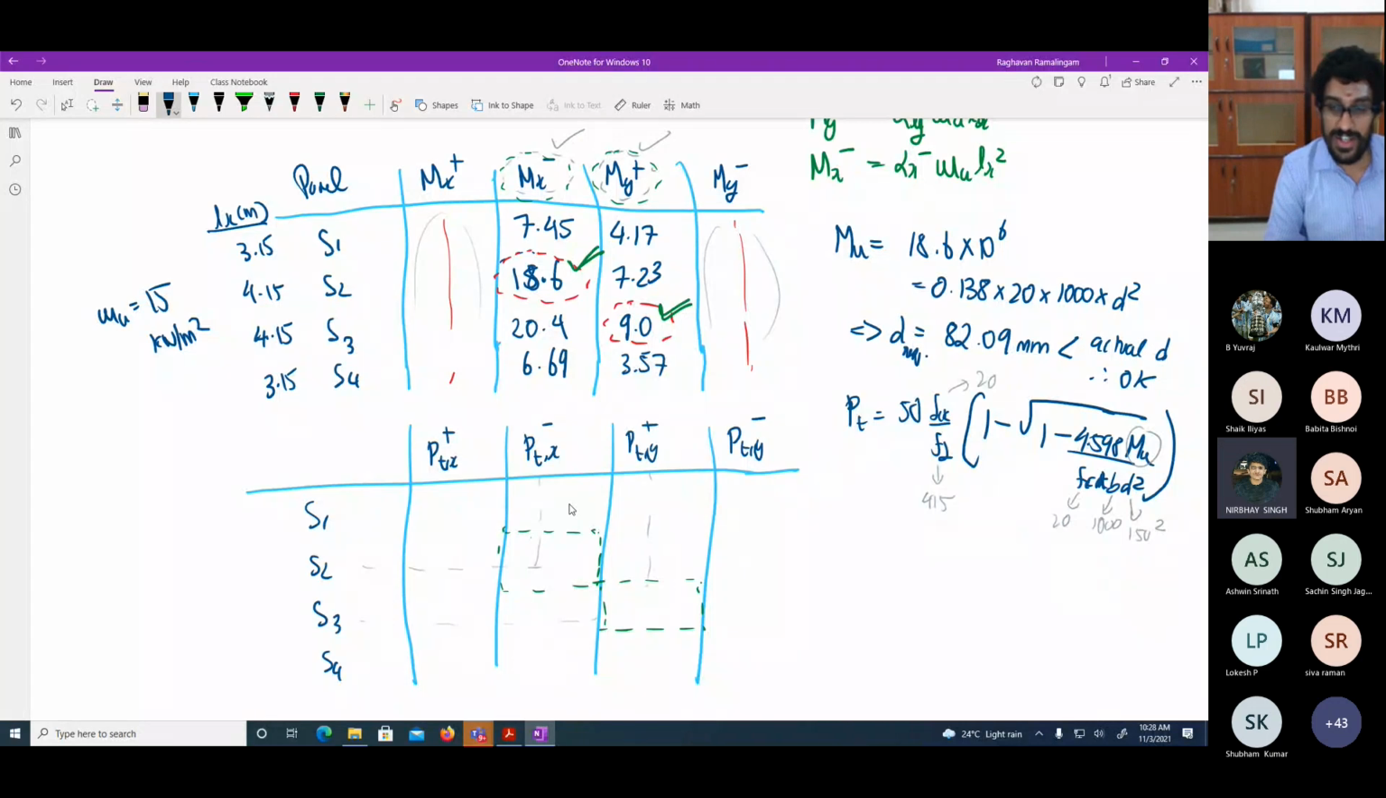Sir, while we are taking MU, we are taking the max value, right? So why are we not taking 20.4? Oh, 20.4, I forgot to say that. Okay, anyway, this will change and become a bit larger. It will still be safe though, so no problem. You're correct, you should actually take this one. I didn't notice that 20.